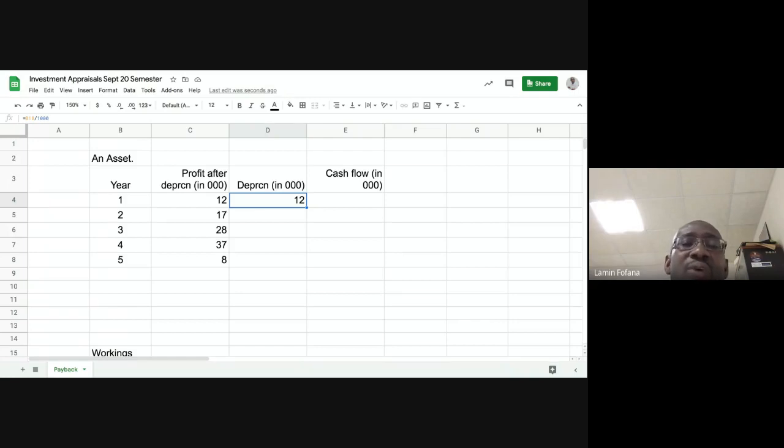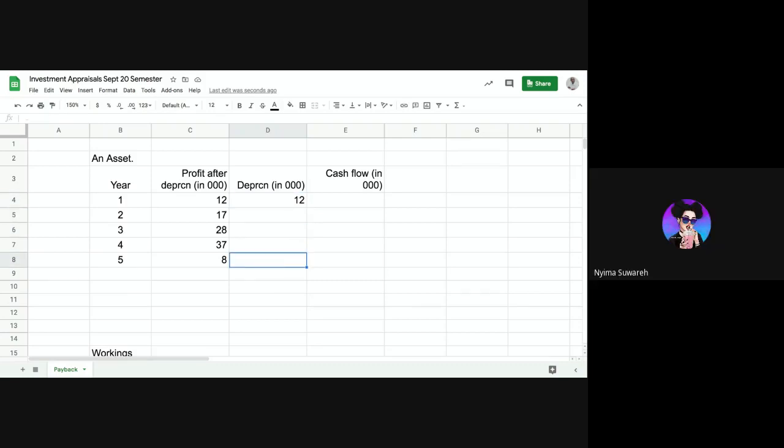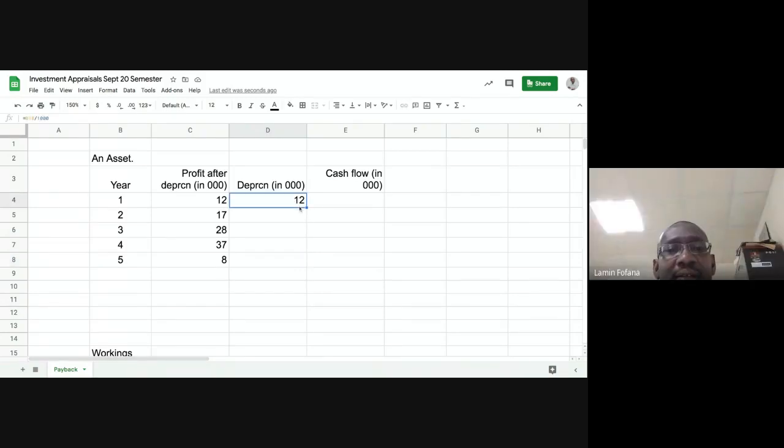Okay? So now what should we do? Because 12 should be the same for all of them. What should we do to copy this formula up to year 5? You drag. I drag, huh? Yeah. Okay, I highlight and drag. Yes, I highlighted and dragged, but it has given me 0, 0, 0, 0.